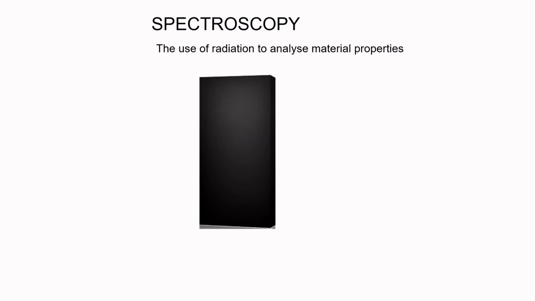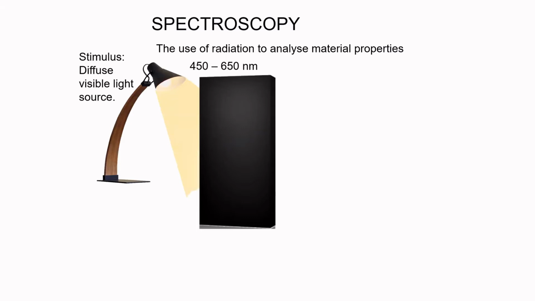At its very crudest and simplest, we do spectroscopy anyway, without any scientific instruments, or hardly any. What you'd be looking at here would be providing some sort of stimulus to the experiment, which would be diffuse visible light from some kind of visible light source, a table lamp. So that's going to be operating in a range of somewhere between 450 and 650 nanometer wavelength light.